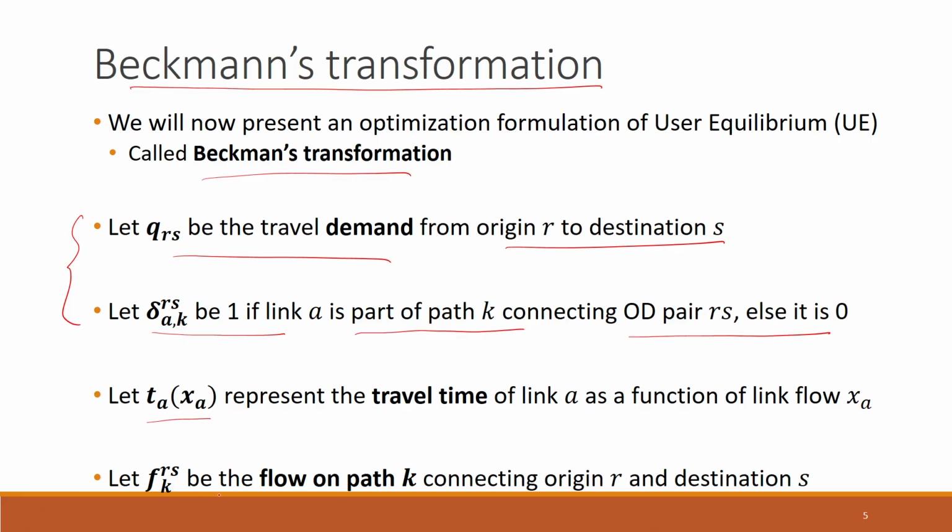And let FKRS be the flow on path K connecting origin R and destination S. So this XA is denoting the flow on a link A, and FKRS is the flow on path K connecting origin R to destination S. XA are useful for the link flows and FKRS are useful for the path flows, but as you can guess they have to be related somehow. Link flows cannot be unrelated to path flows, and the way these two are connected is by this parameter delta AKRS that we will be seeing.